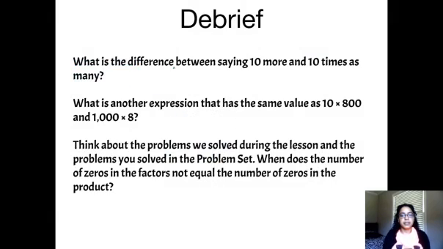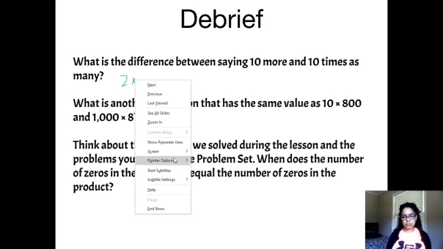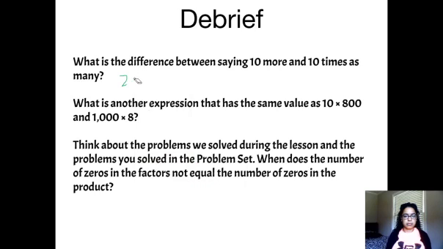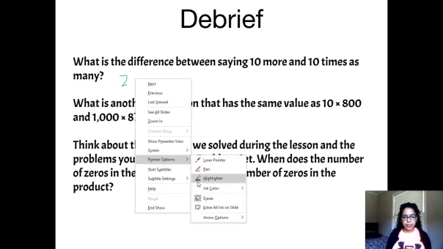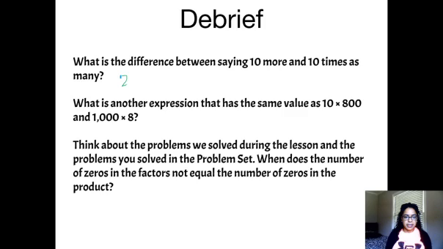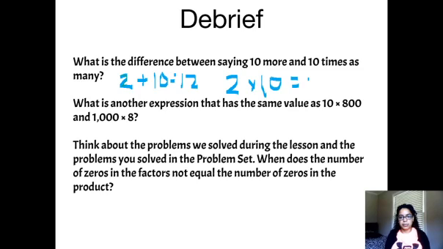Okay, so it says, what is the difference between saying 10 more and 10 times as many? So if I just say 10 more and I have 2, okay. So 10 more, what math operation would that be? Would that be adding, subtracting, multiplying? So hopefully it said adding. So that'll give you 12. Now if I said I have 10 times as many as 2, then that will be 2 times 10. And that will give me 20. So that's the difference in that.